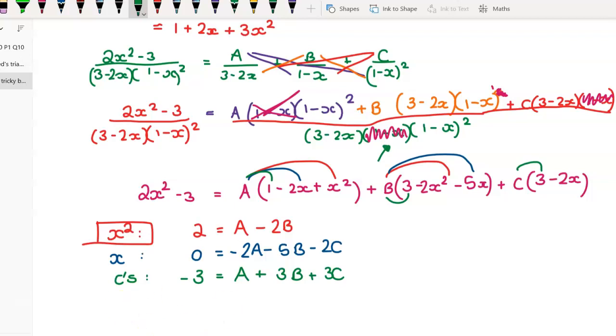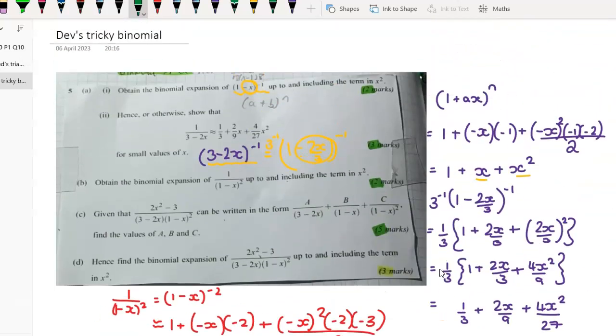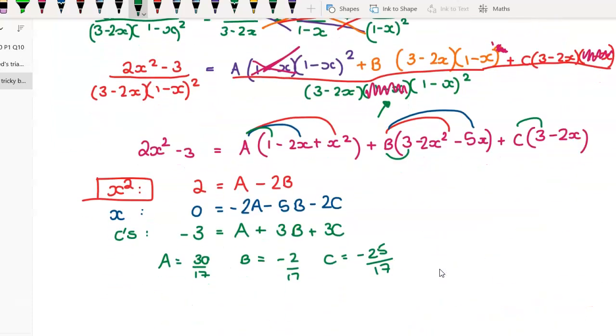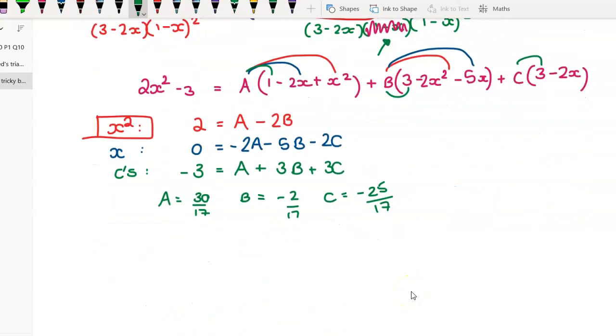That gives me that a is 30 over 17. B is minus 2 over 17. And C is minus 25 over 17. Now I don't like that 17 on the bottom. So there's another way. I'm just going to check this.